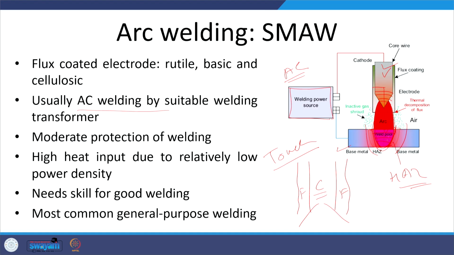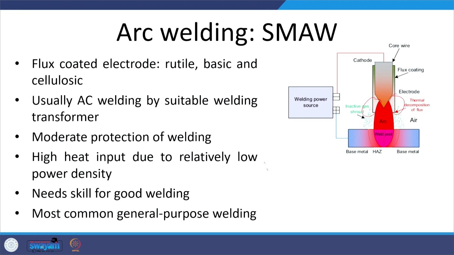Once the arc is generated, the heat of the arc thermally decomposes the electrode coating. This thermal decomposition produces inactive gases for shielding the weld pool from the atmospheric gases. That is how the protection is provided. These inactive gases form a loose cover around the weld pool to protect the arc and the weld pool from the atmospheric gases. So, the key aspect related with SMAW is basically the coated electrode.